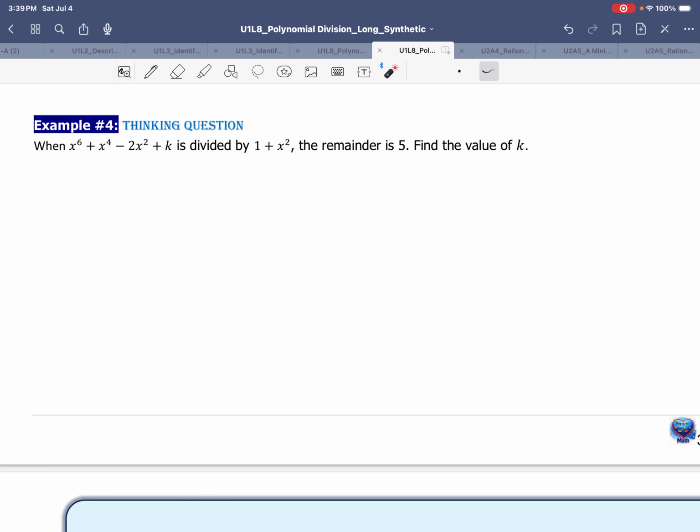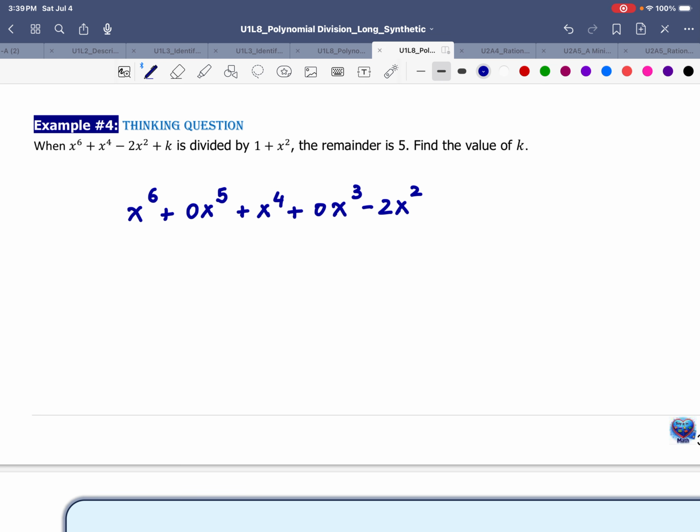Notice that this polynomial is missing several degree terms, and whenever a polynomial is missing one or more powers of x, we must include those terms with a coefficient of 0. So we'll start off with x to the power of 6, that's the highest degree term. We don't have an x to the power 5, so we'll write it as 0x to the power 5. Then we have x to the power of 4. No x cubed term, so we're going to give a coefficient of 0, 0x cubed, and then we have minus 2x squared, no x terms, so plus 0x plus k.